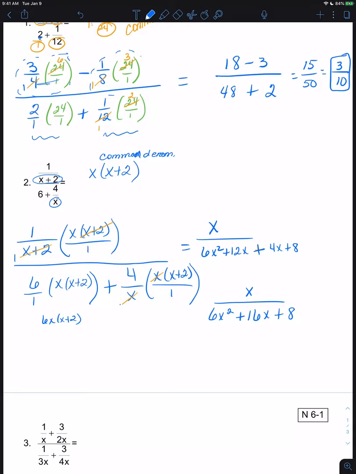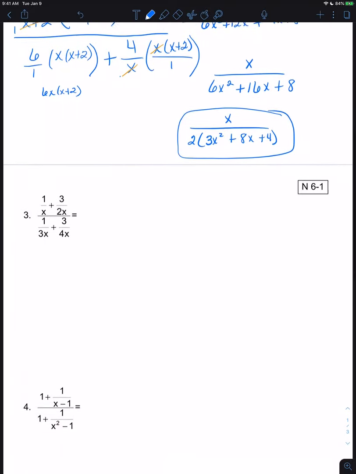But if you wanted to factor out the 2 on the bottom, you could say x over 2, factor out a 2 from the 6, the 16, and the 8, and that would give us 3x squared plus 8x plus 4. And that would be your final answer.